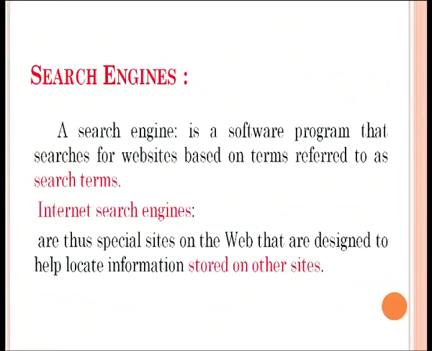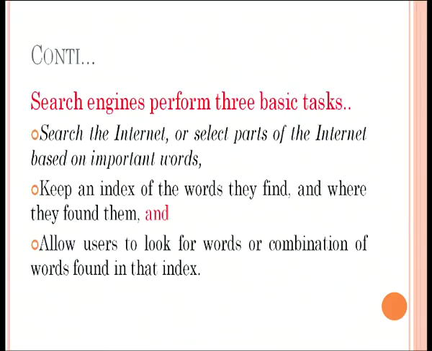Search engines. What are basically search engines? A search engine is a software program that searches for websites based on terms referred to as search terms. Internet search engines are thus special sites on the web that are designed to help us locate the information stored on other sites. Search engines can perform three basic tasks: search the internet or select parts of the internet based on important words, keep an index of those words that they find and where they were found, and finally allow the user to look for the words or combination of words found in the index.